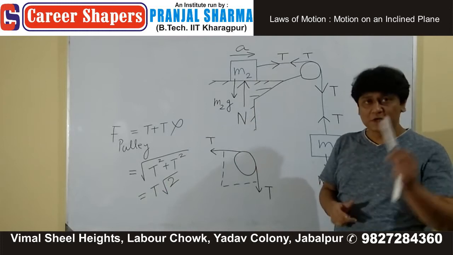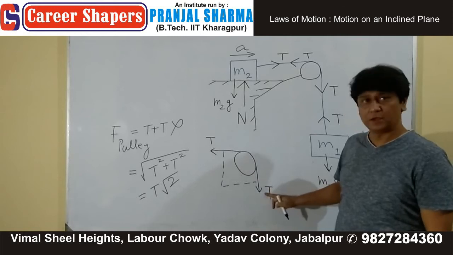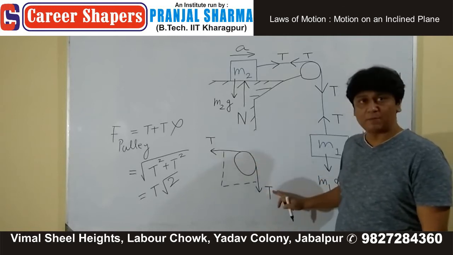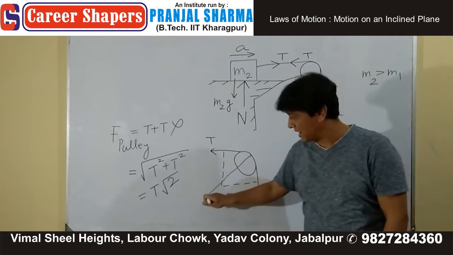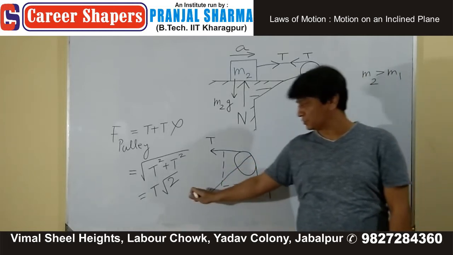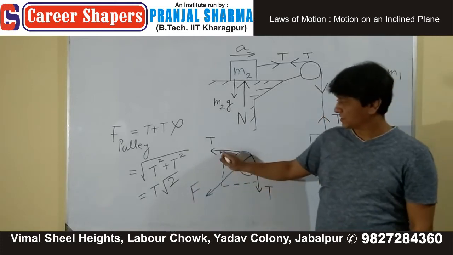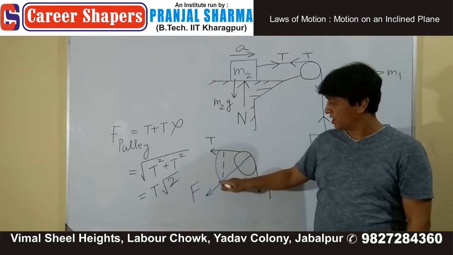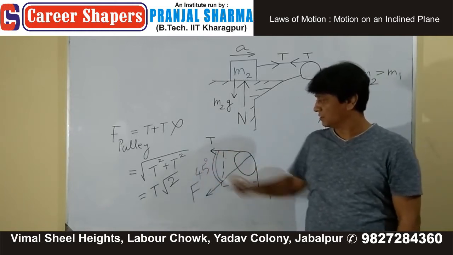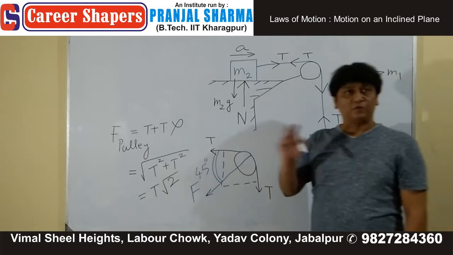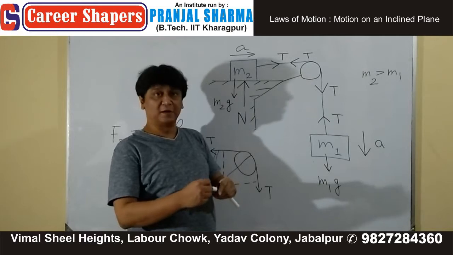Now, what is the direction of this force? Well, this is T, this is T. They are of equal magnitude, and therefore the resultant will be acting in this direction. This is the force F. So what is this half angle? This half angle will be what? 45 degrees. So the net force which is acting on the pulley is coming like this.